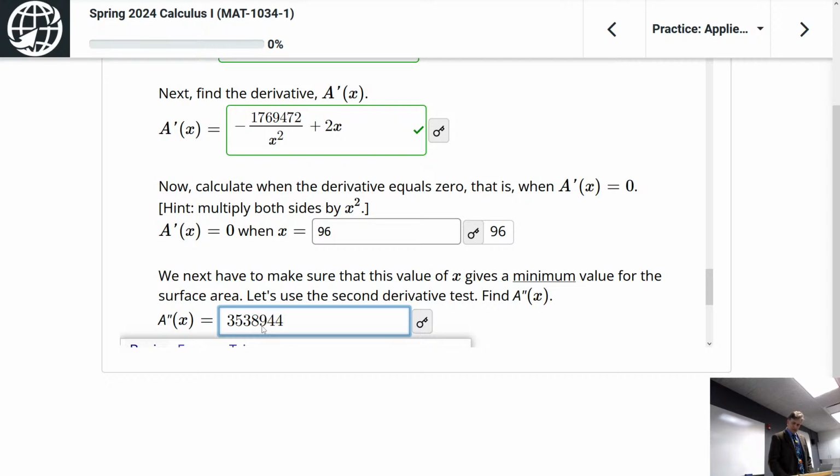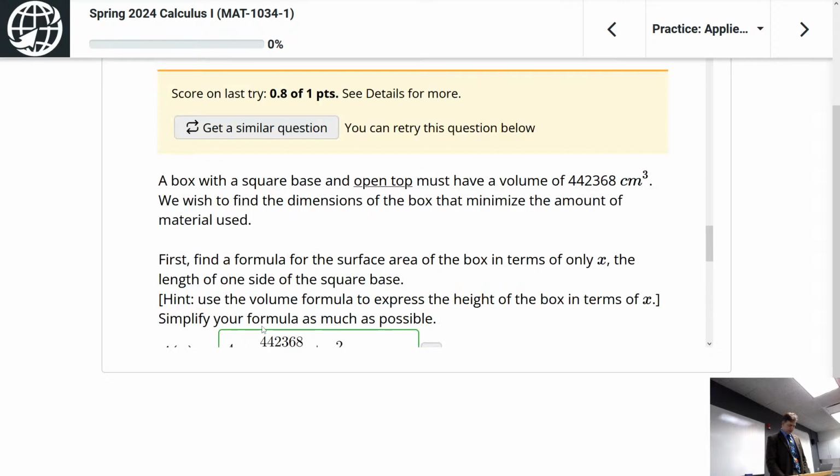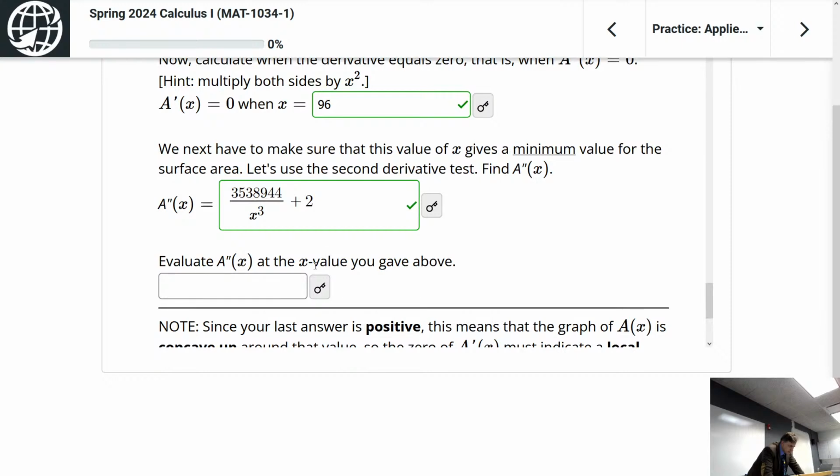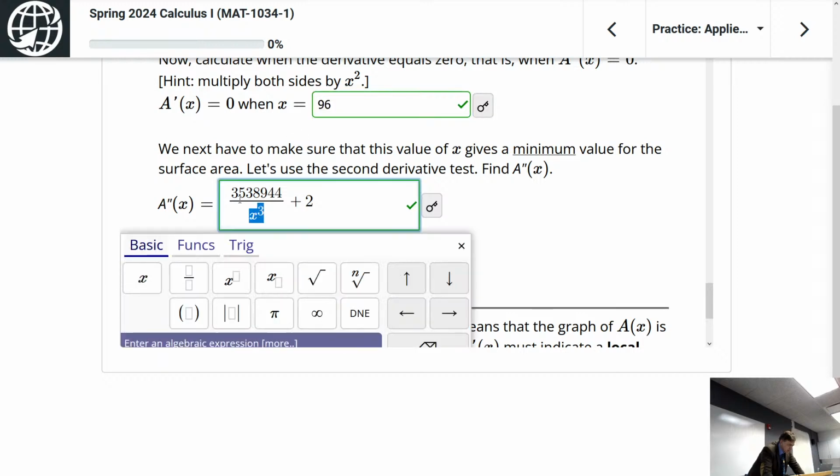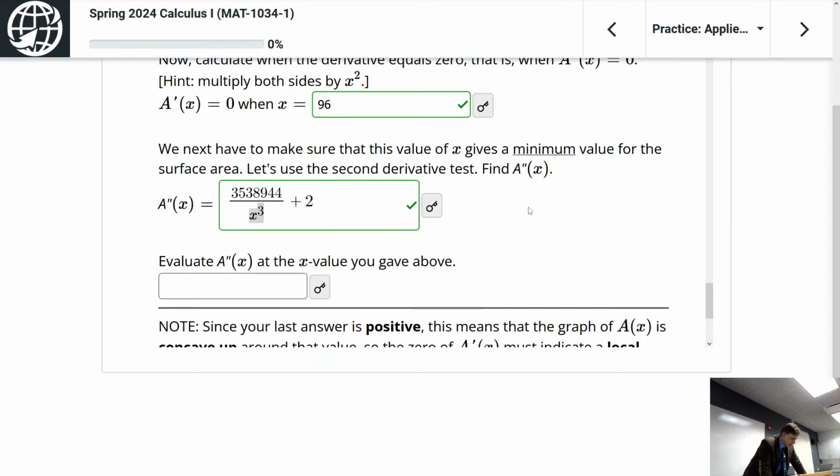3538944 divided by x cubed plus 2. That look good? See if I'm right. So far so good. I'm still doing great. And then it says evaluate the second derivative at the x value. In other words, they want you to plug this number into here. So that 96 we're going to plug in there.